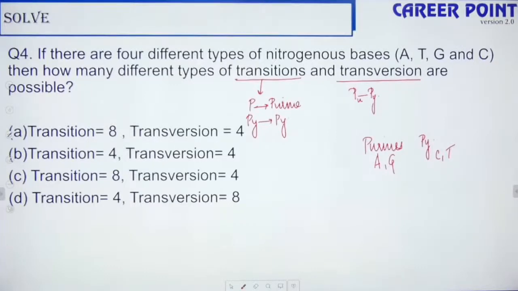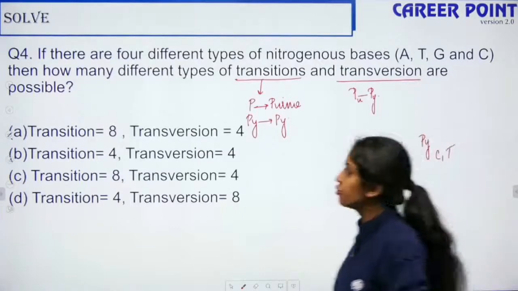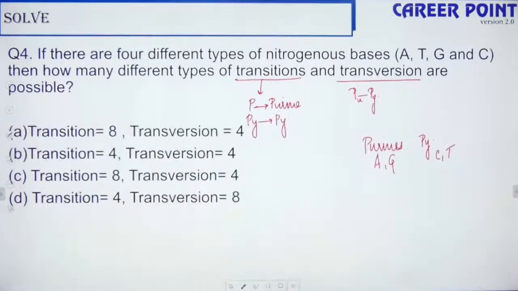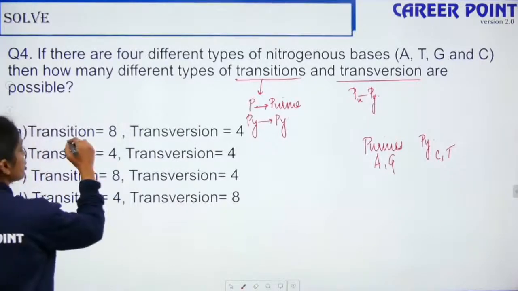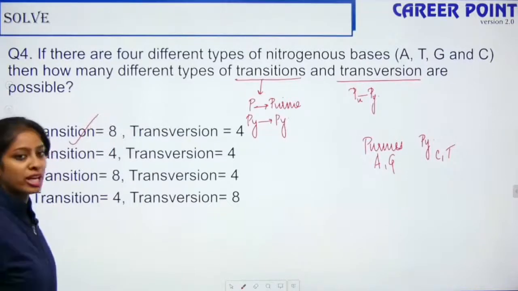So how many transitions and transversions are possible? Yes, question 4. So please think and give me the answer. Yes, Prince, you're absolutely right. So transition is 8, transversion is only 4.